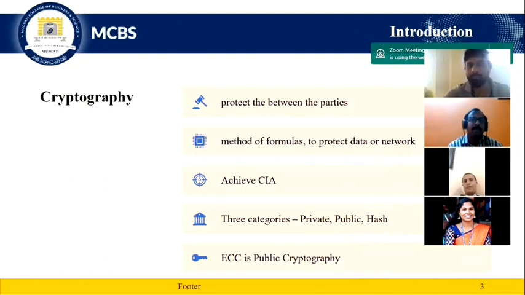Cryptography is used to protect the communication between the two parties. It's defined as a method or formula to protect the data or the network between the sender and the receiver. It's used to achieve confidentiality, integrity, and availability, so that the data will not be modified by anyone. It will be available when needed, and also it is confidential.